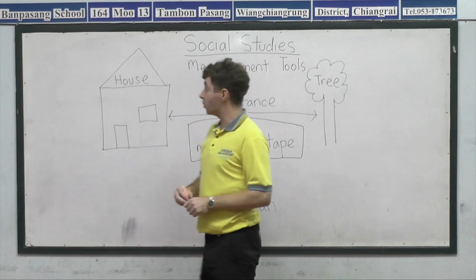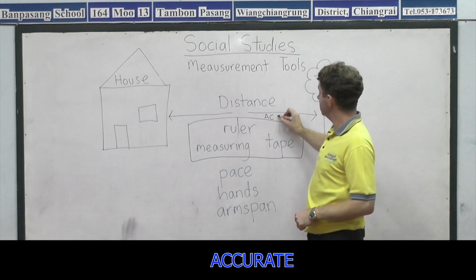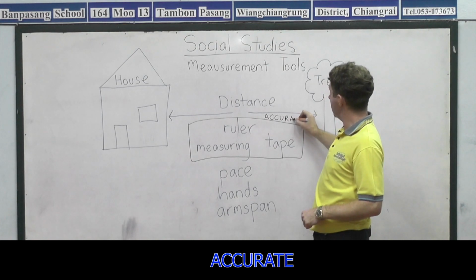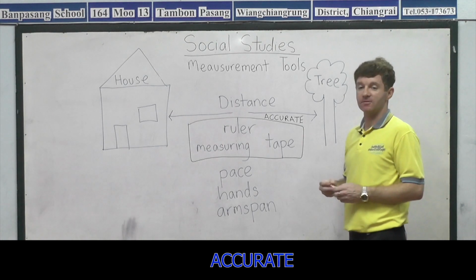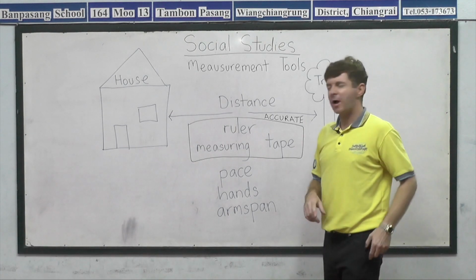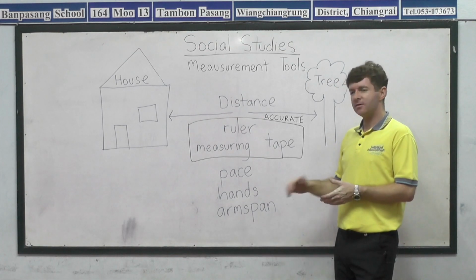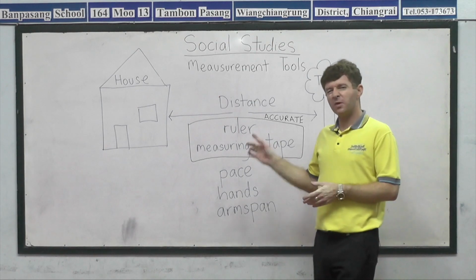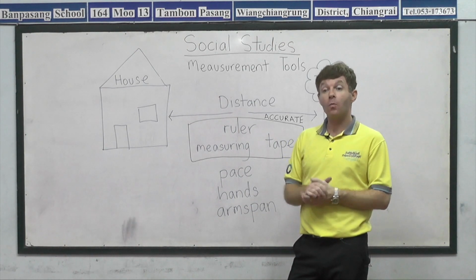And we spell that word A-C-C-U-R-A-T-E. Accurate. But when we talk about pace, hands, arm span, do we think that these measurement tools are accurate? No. Why?